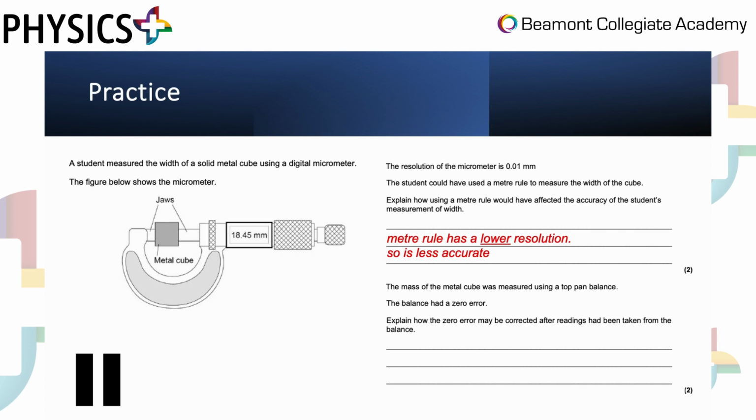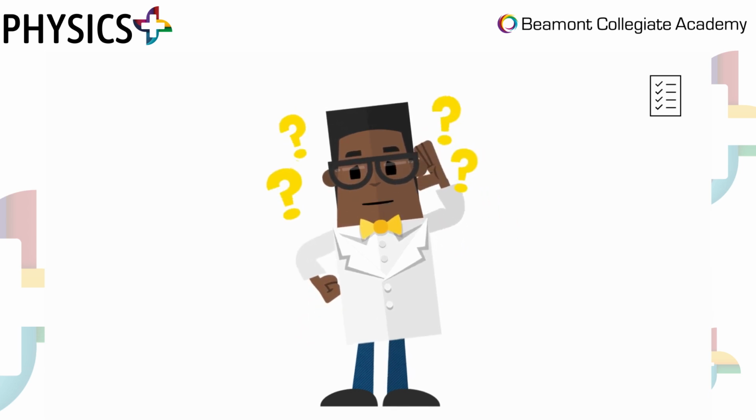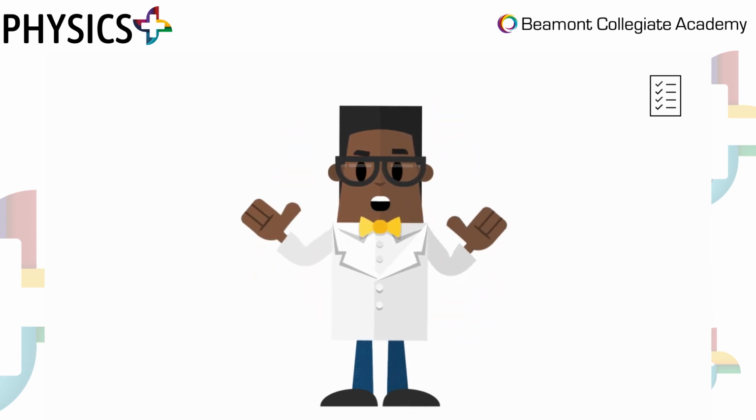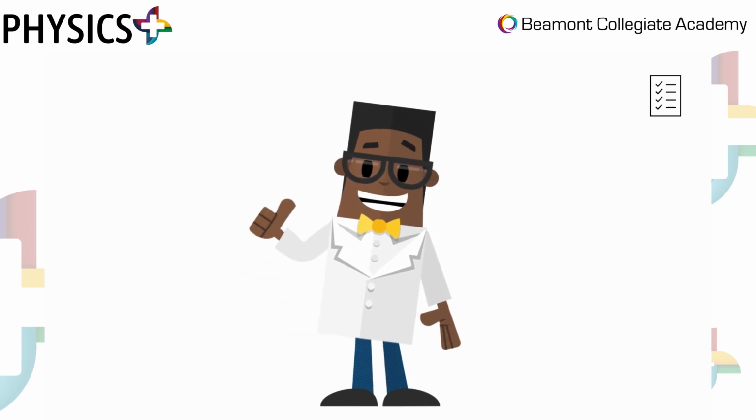And for the next part, with zero error, you would record it when there is no object on the balance, and you would either subtract or add the value of the zero error. How did you get on? Do we understand this? Make sure you're checking your answers against the GCSE mark scheme.